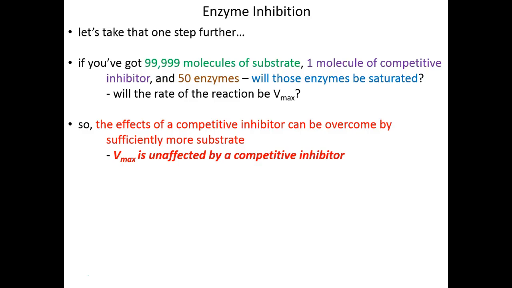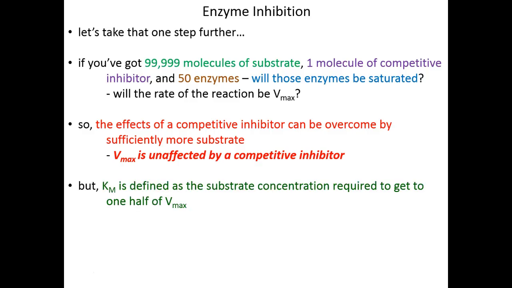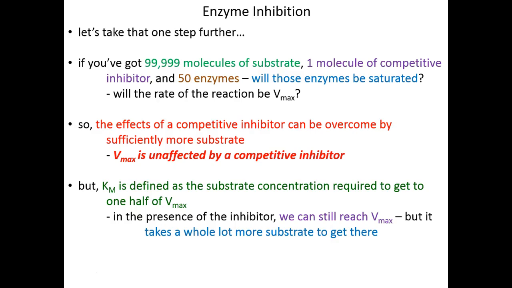When an enzyme is in the presence of a competitive inhibitor, if you can add enough substrate, you can still achieve that Vmax maximal velocity. But Km is defined as the substrate concentration required to get to 1/2 Vmax. And if us achieving Vmax relies on us adding more and more substrate, that means we have to add more and more substrate to get to 1/2 Vmax as well. So in the presence of the inhibitor, we can get to Vmax, but it takes a whole lot more substrate to get there. And likewise, we can still get to 1/2 Vmax, but we need more substrate to get there as well.